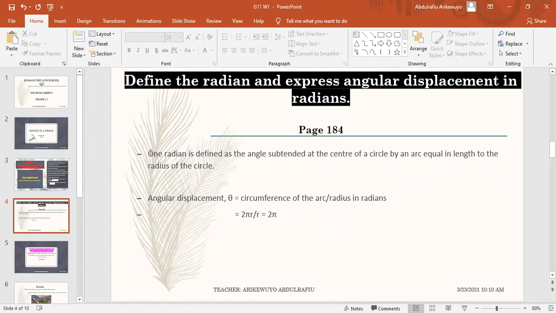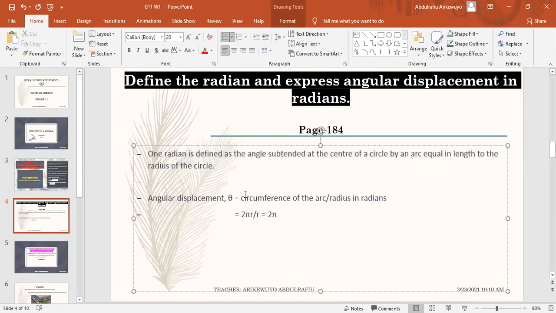So can you read this? One radian. I want you to read that on your screen. One radian is defined as the angle subtended at the center of a circle by an arc equal in length to the radius of the circle. Very good. I wish I can draw something. Oh yeah, I can draw, because I need to quickly explain something.